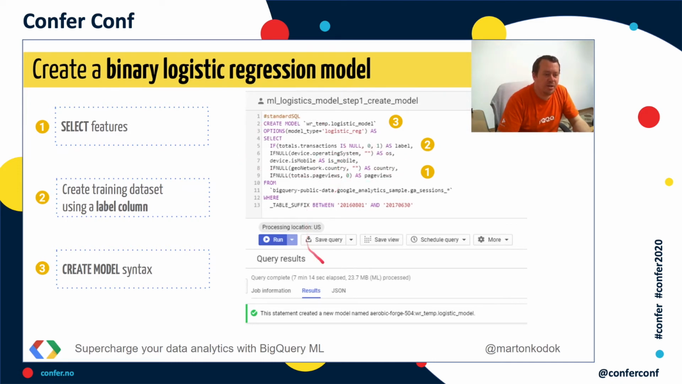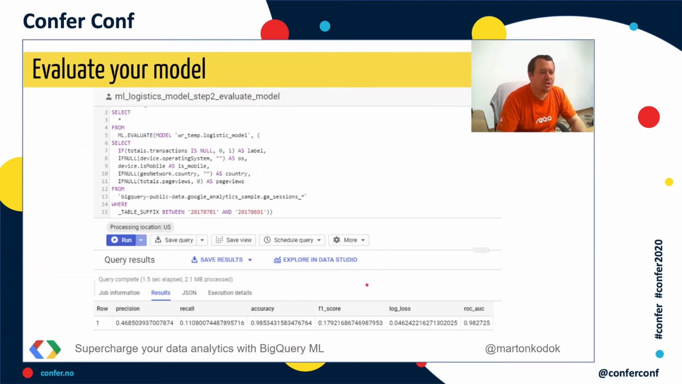This query, as you see here, runs in 7 minutes. Of course, it's a machine learning model creation, so it doesn't run instantly. It needs to create the model. And here you have information such as what processing bytes have been billed for you. So we have the model created.